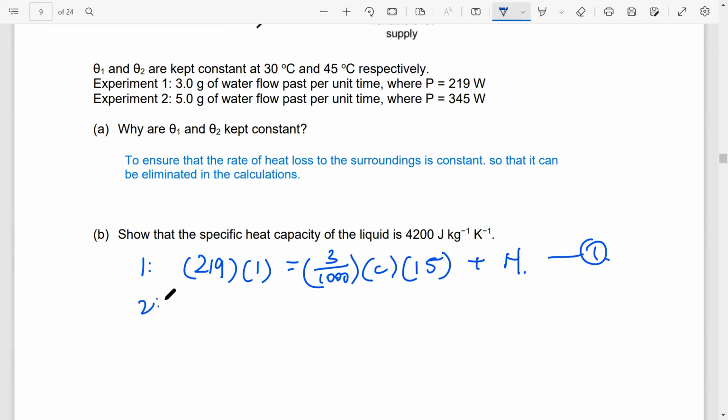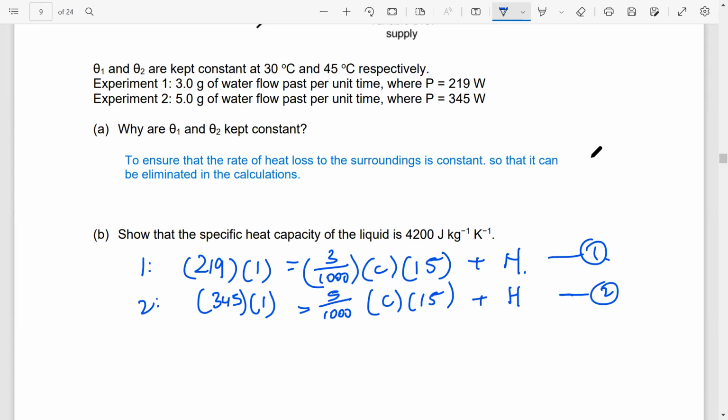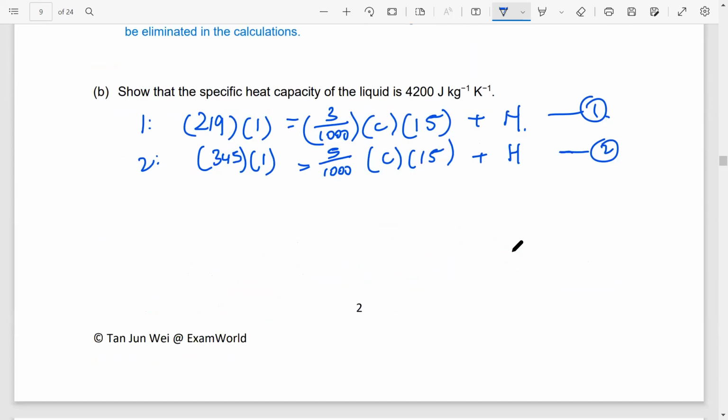For experiment two, 345 times 1 equals 5 over 1000 times c times 15, plus H. Again, because they are similar in temperature at the inlet and outlet, the heat loss to surroundings should be similar. So basically, you just need to take equation 2 minus equation 1.